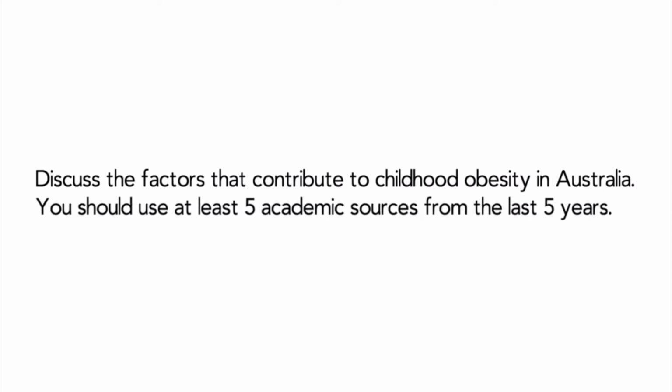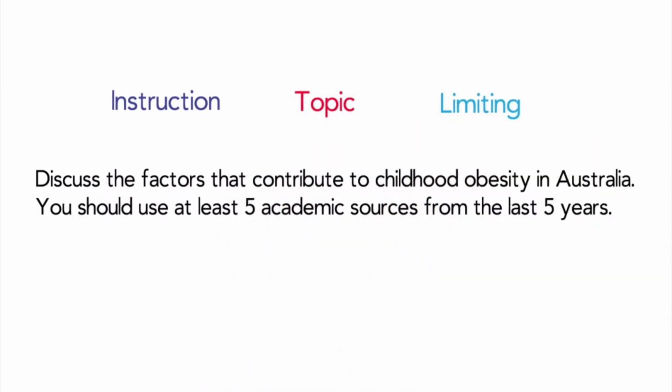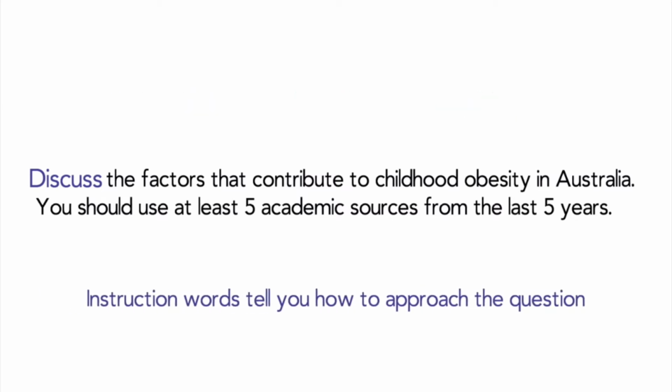Breaking the question into 3 key pieces, instruction, topic, and limiting words, makes it a lot easier to get started. First, look at the instruction word. Here, it's discuss. This word tells you what the assignment wants you to do. Instruction words like discuss, compare, analyze tell you how to approach the question and what form your assignment will take. Discuss means your assignment will be about the most important aspects and implications of the topic.